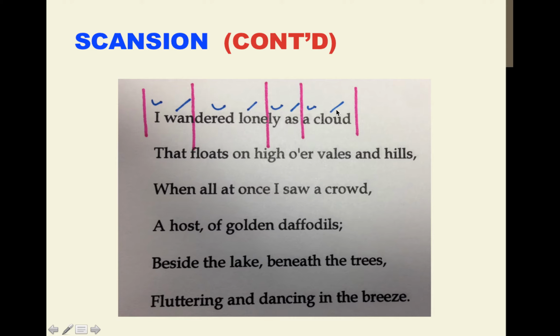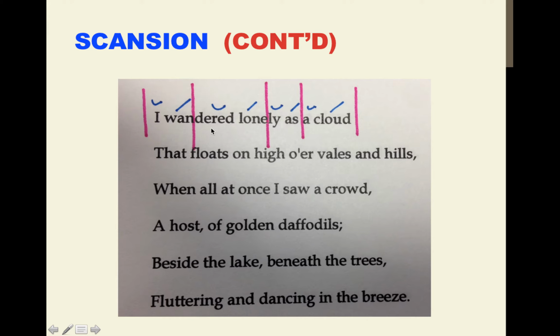Now, if you can't figure that out, try it both ways. Can you force this line to be stressed, unstressed? I wandered lonely as a cloud. That doesn't even sound right. It doesn't sound natural. It sounds kind of robotic. So when you try it the other way, I wandered lonely as a cloud. Now it feels more natural. So I noticed that we have unstressed, stressed, unstressed, stressed, unstressed, stressed, unstressed, stressed.